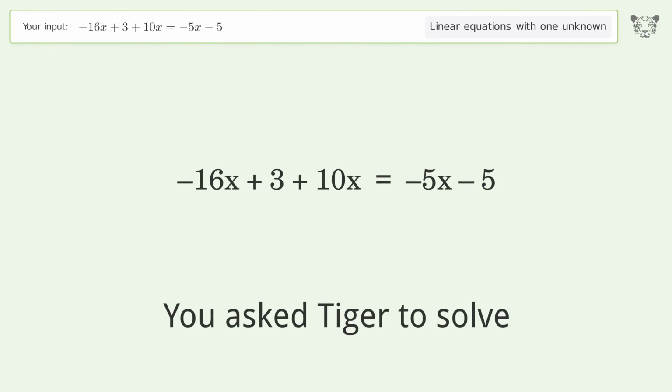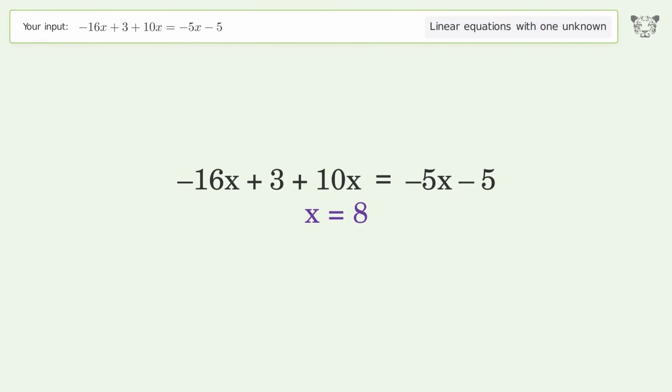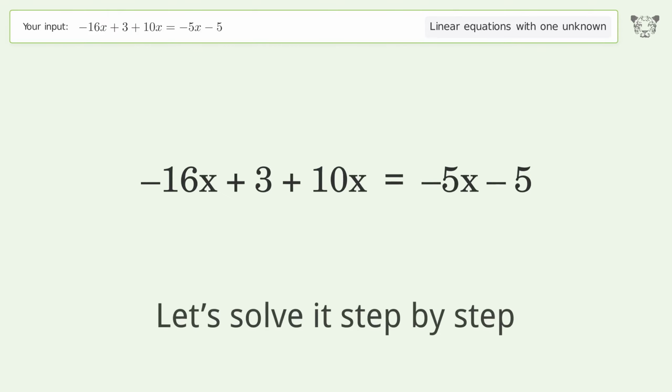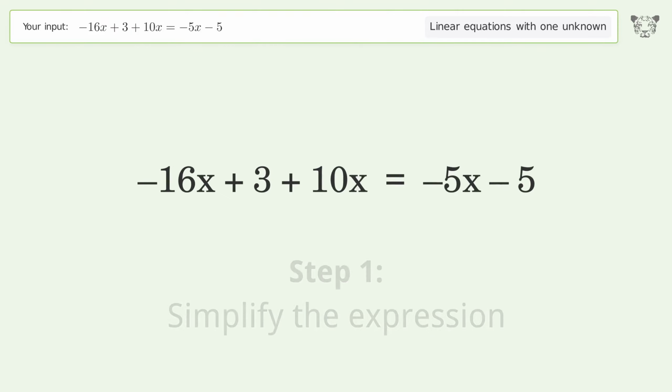You ask Tiger to solve this. This deals with linear equations with one unknown. The final result is x equals 8. Let's solve it step by step. Simplify the expression. Group like terms.